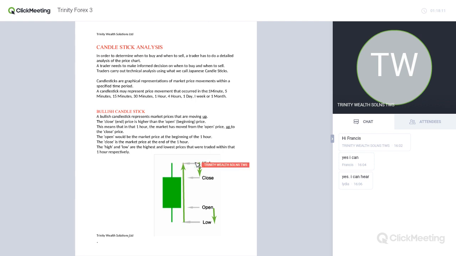Then the sellers came in again. They pushed the market back down. So the fight is still on, remember, they're not just sitting and watching. They are actually fighting and pushing. But whoever is stronger takes control and pushes the market.